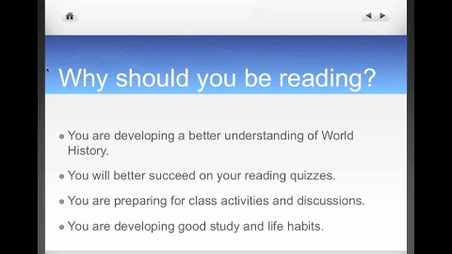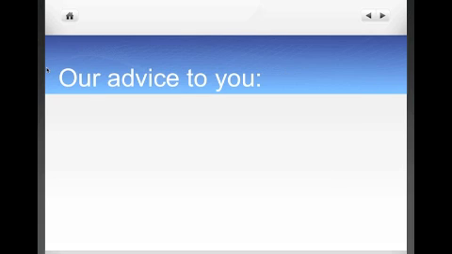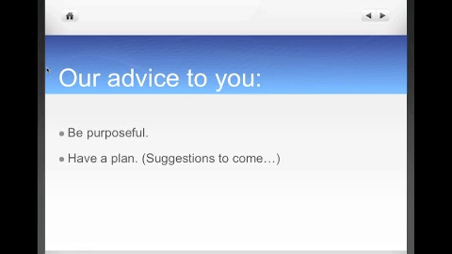And this is a great way to practice those skills. So, we have some advice for you. Be purposeful, and specifically, you need to have a plan when you read. Just don't make it some sort of willy-nilly experience. And in particular, don't make it inconsistent. Try to do the same thing every night.